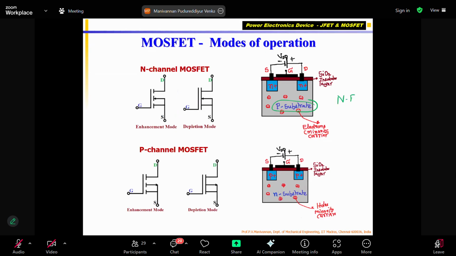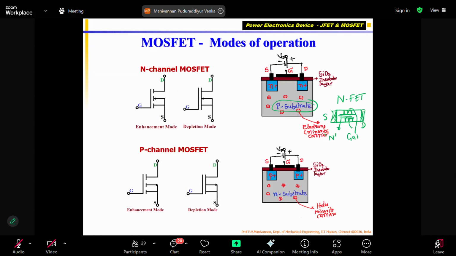N FET, what did we do? We took an N material, then we deposited P. One end is my drain, the other is the source. These two together are called the gate terminal. Correct? This is a P region, this is a P region, and the whole material is N-type material. The current will flow through this material because it is N material. That's why it's called N-channel.